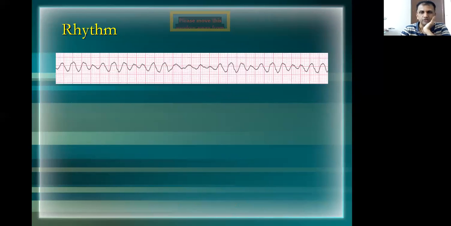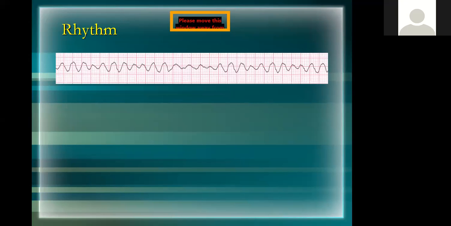Here's another trace. Anyone like to comment on this ECG rhythm strip? Normal, abnormal? If it's abnormal, what is the abnormality there? You've all gone very quiet. Are you tired or bored? No, sir. If you look at this ECG, it's definitely abnormal, isn't it? Yes. This is the QRS complex.